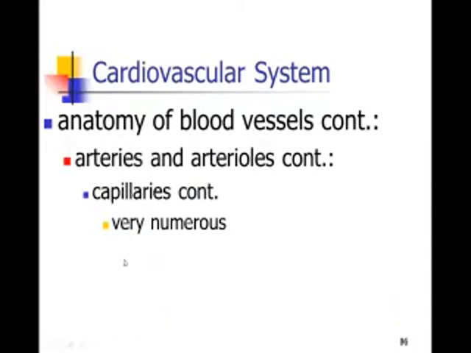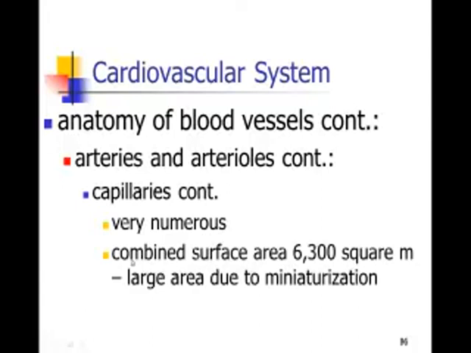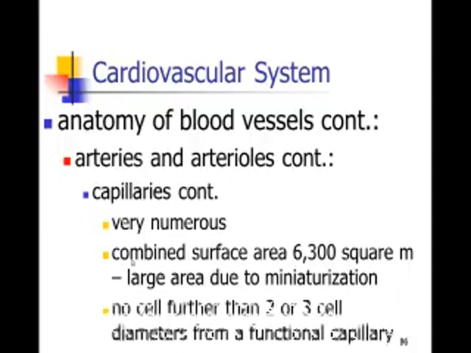Capillaries are very numerous. In fact, incredibly numerous. It's kind of mind-boggling to see the numbers. And the combined surface area for the capillaries is 6,300 square meters. This is an enormous surface area, and you get this large area because of miniaturization. Remember, the principle of miniaturization is if you make things small, you increase the surface area to volume ratio, and we want a high surface area so that exchange can occur between the blood and the surrounding tissues.